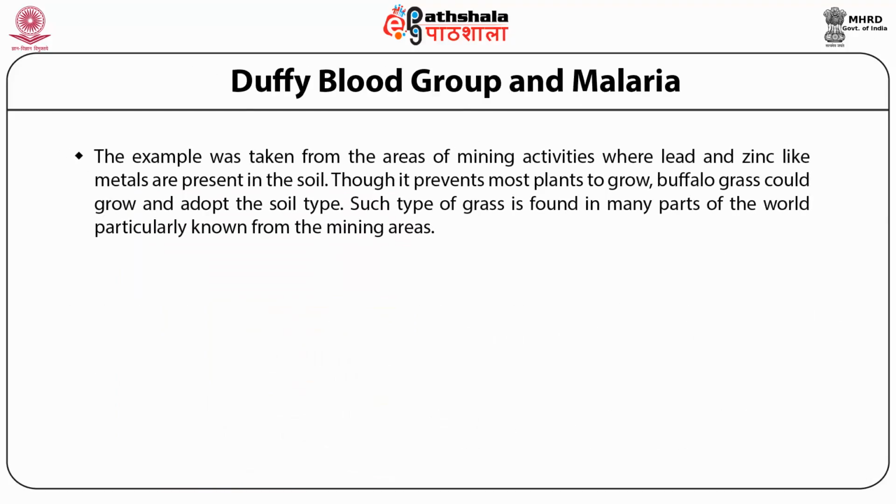One of the famous examples of parapatric speciation is from the area of mining activities. In these areas, metals like lead and zinc are present in the soil. Though these elements prevent most plants from growing, buffalo grass could grow and adapt to the soil type. This type of grass is found in many parts of the world, particularly known from the mining areas.